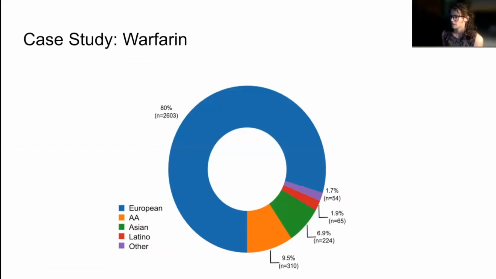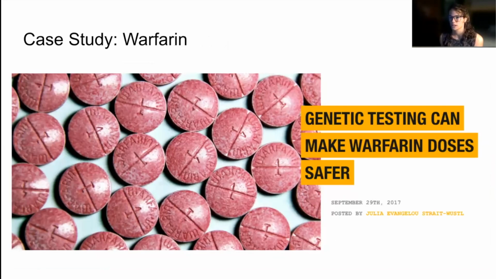A more concerning result of this data bias is a drug called Warfarin. Warfarin is a blood thinner, and it is very famous because it's the first ever drug that is dosed based on a machine learning model. People with different genetics metabolize Warfarin a little differently, so based on your genome, you should either get more or less Warfarin.